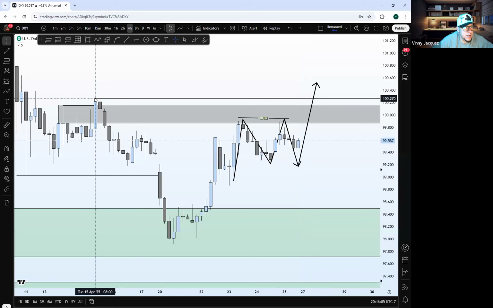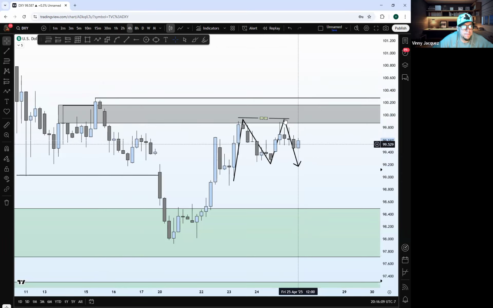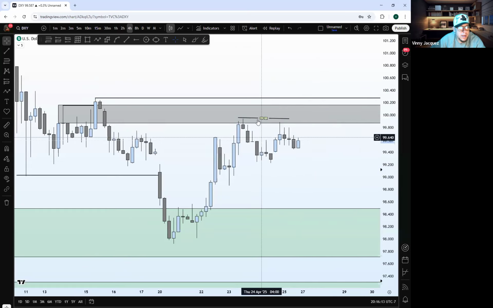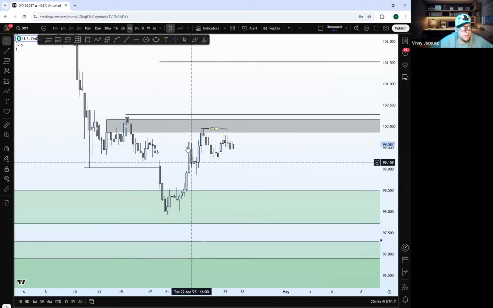So it's good to stay on your toes and understand the market and scenarios, right? So keep that in mind. But yeah, the dollar's in an interesting spot right now. So pretty much that's what I'm waiting for with the dollar.